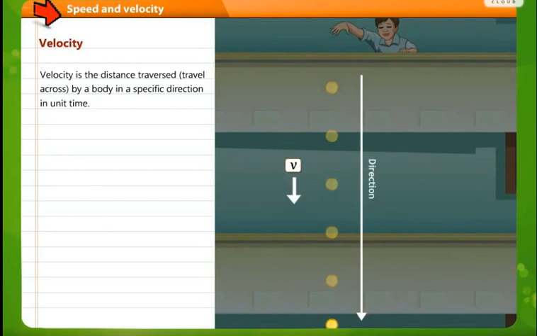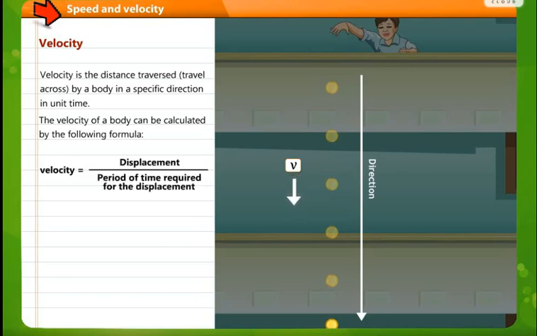Now velocity and speed mean the same, but since velocity is calculated with respect to direction, the velocity of a body can be calculated by the following formula. Velocity is equal to displacement upon the period of time required for the displacement. So this shows that speed is distance upon time and velocity is displacement upon time. As distance is scalar and displacement is vector, speed is scalar and velocity is vector.